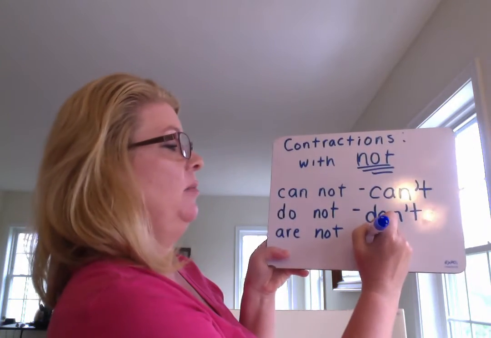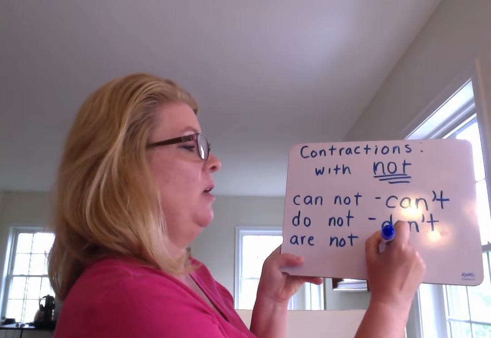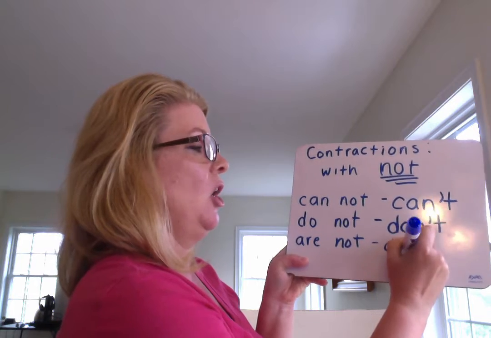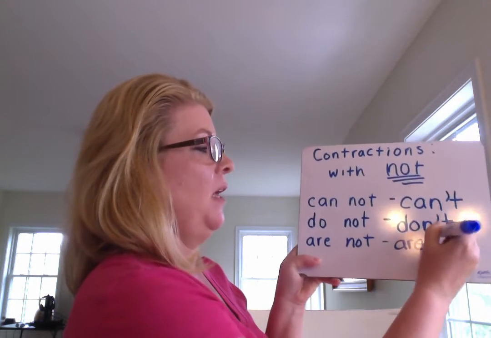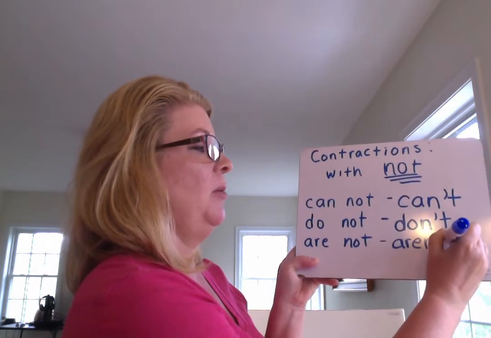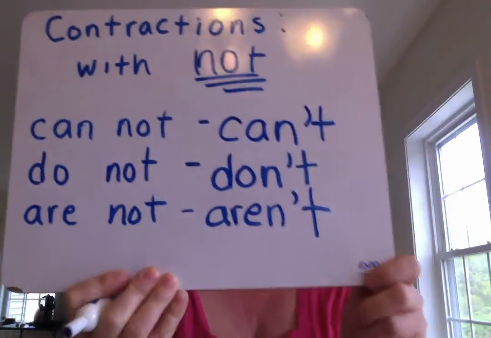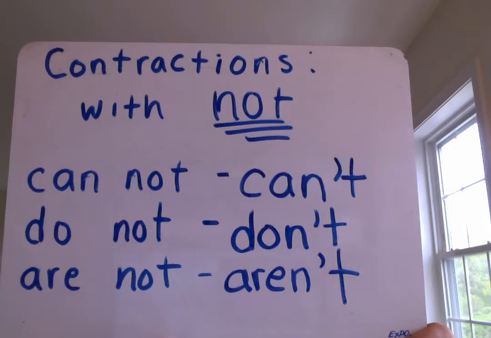Okay, let's try this one. Are not becomes, if you know it, there's the R. Now we're taking that N, taking out the O, putting the apostrophe and putting the T. It becomes aren't. Okay? I'm going to put a few more on here, and let's see if you can do them.